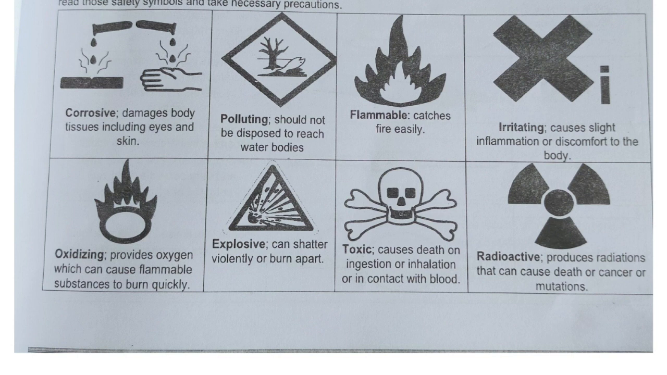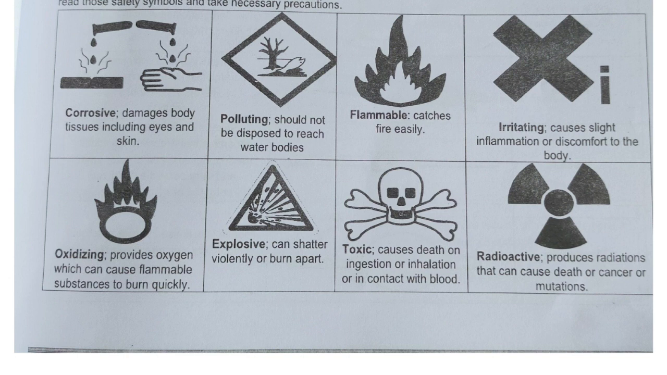We have a symbol for pollution. This means that these chemicals should not be disposed of into water bodies because this would kill the aquatic creatures. Another symbol is of flammability, or flammable, and that means that particular chemical catches fire easily. We have the other symbol for irritating, which means that that particular chemical causes slight inflammation and discomfort to the body.